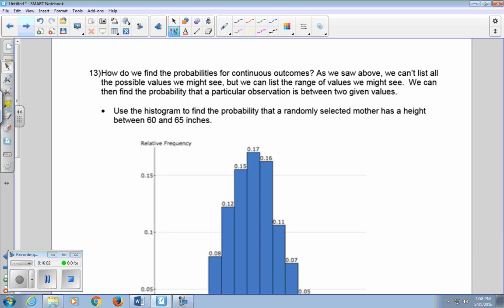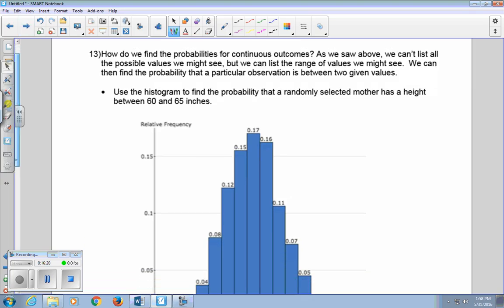So how can we find the probabilities for continuous outcomes? As we saw above, we can't list all the possible values we might see, but we can list the range of values we might see. So we can find the probability that a particular observation is between two given values. So use the histogram.